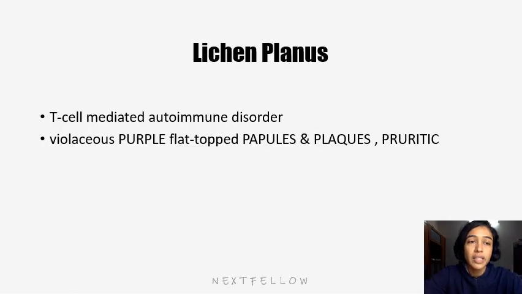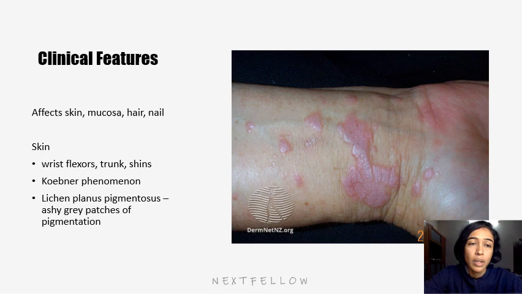So lichen planus is a T-cell mediated autoimmune disorder. It's characterized by 4 Ps. So they're violaceous or purple, flat-topped papules and plaques. That means elevated lesions, right? And these are classically pruritic. Lichen planus affects the skin, the mucosa, hair, and the nail as well.